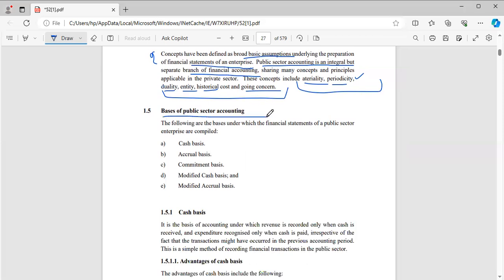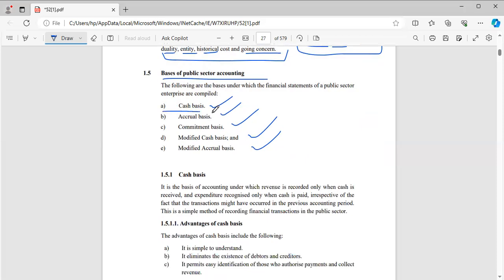Now let us look at the basis of public sector accounting, which I said is very crucial and which I mentioned earlier. Basis of public sector accounting simply means, how do you recognize revenue? How do you recognize expenses? That's what we mean by basis: how transactions are recognized in your financial statements. As simple as that. So in public sector accounting, we have several bases, which we call the cash basis, the accrual basis, the commitment basis, the modified cash basis, and modified accrual basis. I'm going to look at them very briefly.